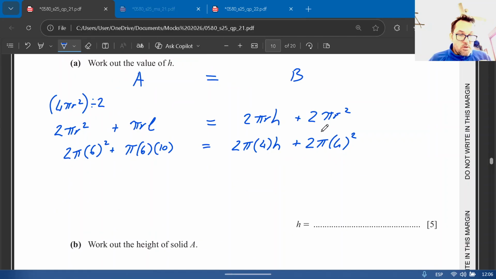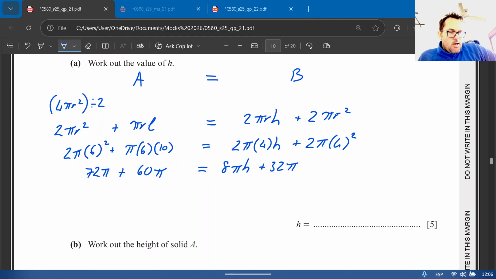All we need to do now is simplify this as much as possible. Simplifying is simple, because 6 squared is 36 times 2 will give us 72 pi. 6 times 10, that will be 60 pi. Here we can do the 2 times the 4, that will give us 8 pi, and the h. And then 4 squared, 16 times 2 is 32 pi.